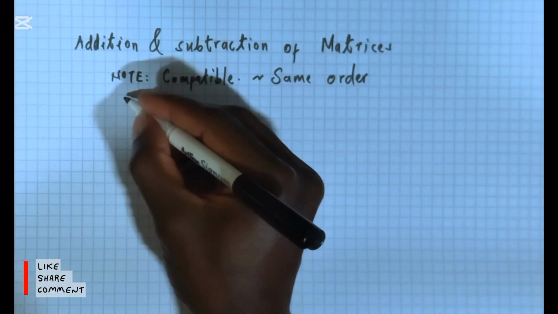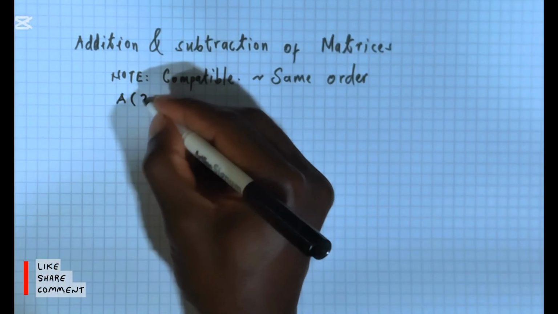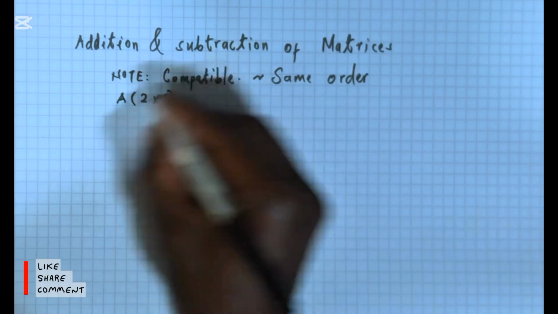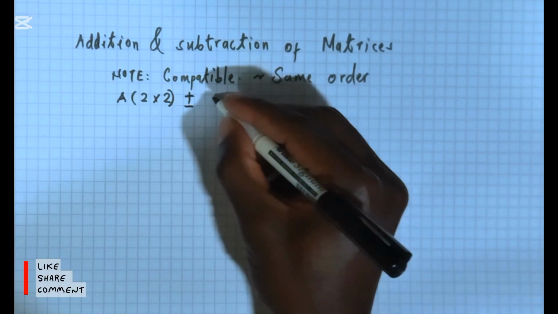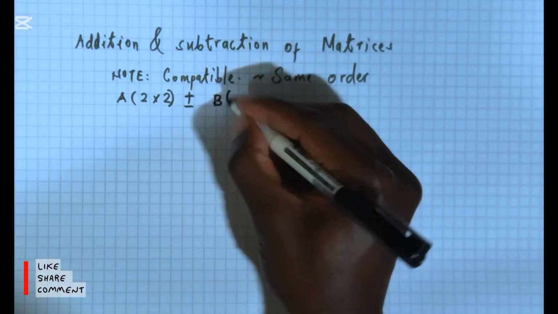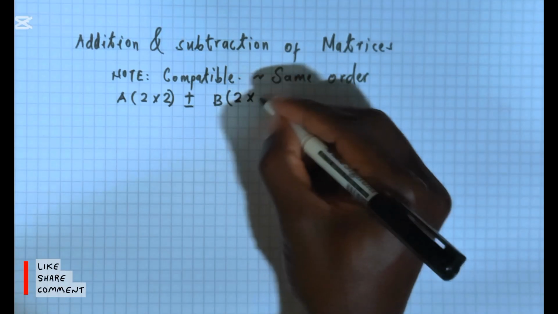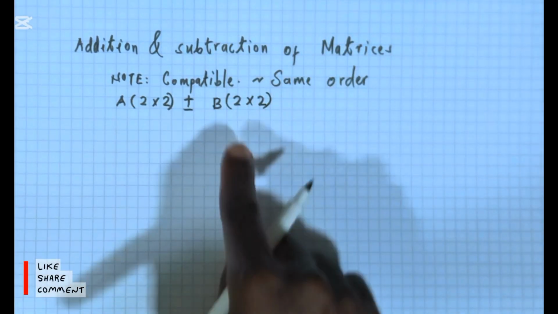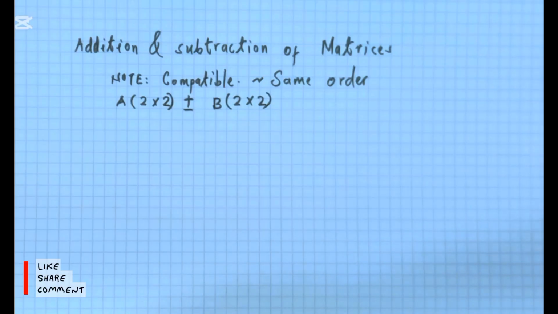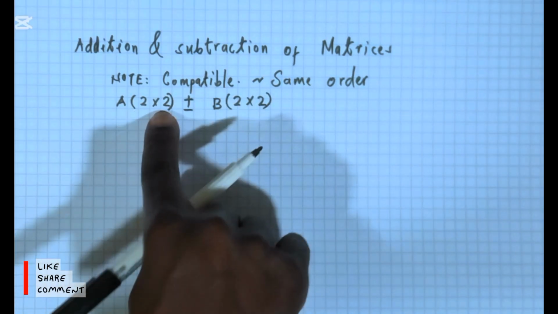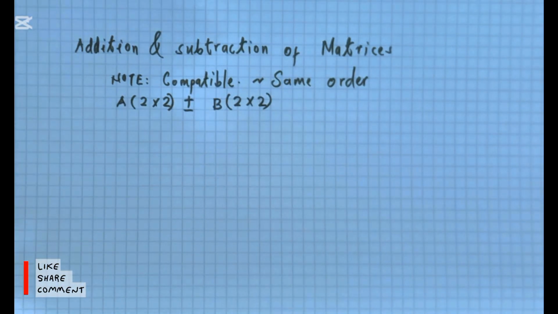By this I mean if matrix A has the order 2 by 2, then it can only be added to or subtracted from matrix B, which also has the same order of 2 by 2, that is 2 rows and 2 columns. So basically the order has to be the same for these two matrices at any given time to be compatible.